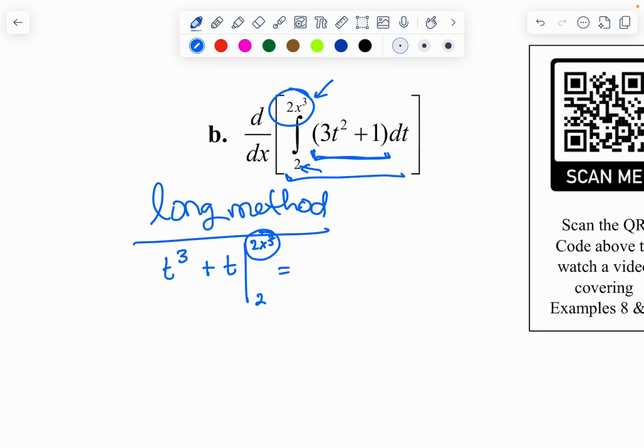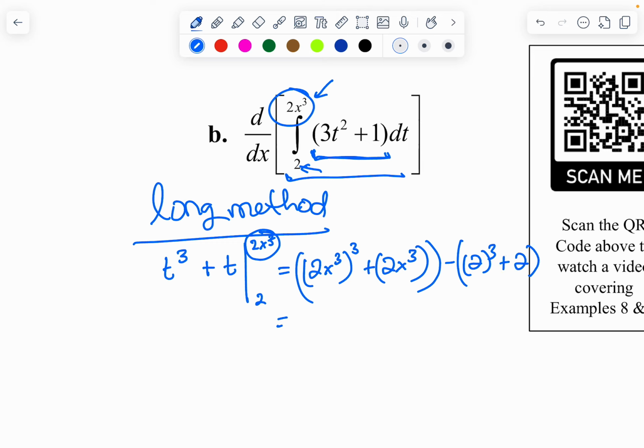these in. So we've got 2x cubed plus 2x cubed minus 2 cubed plus 2. Let's clean this up. So as we are cleaning this guy up, we've got 2 cubed, which is 8, x to the 6th plus 2x cubed minus 8 plus 2, which is 10.